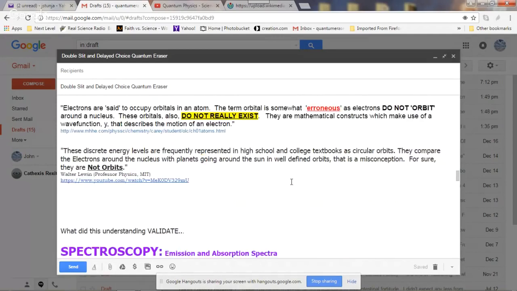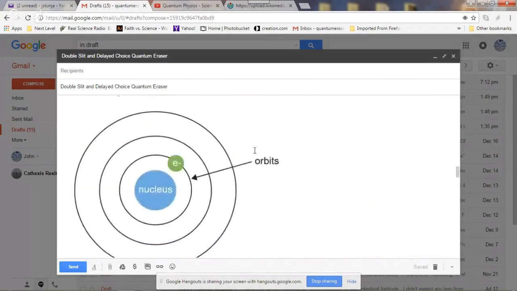That's it. From Walter Lewin, professor of physics at MIT: these discrete energy levels are frequently represented in high school and college level textbooks as circular orbits. They compare the electrons around the nucleus with planets going around the sun, and that doesn't even happen in well-defined orbits. Yep, that's a misconception, for sure. Exactly. He says, for sure, they are not orbits. So they're energy levels. Disregard that right now. Levels.